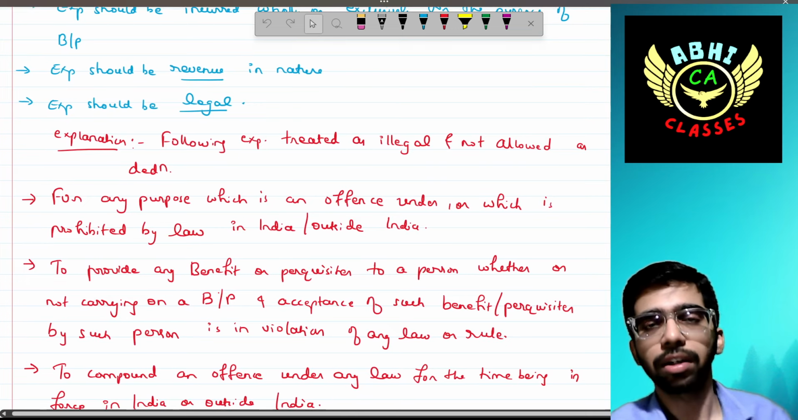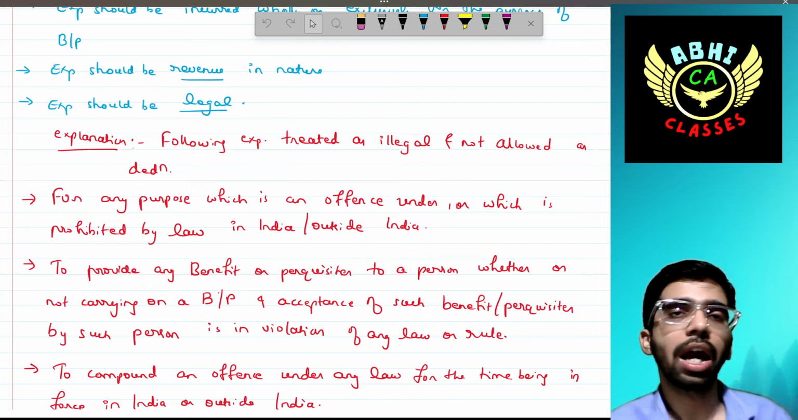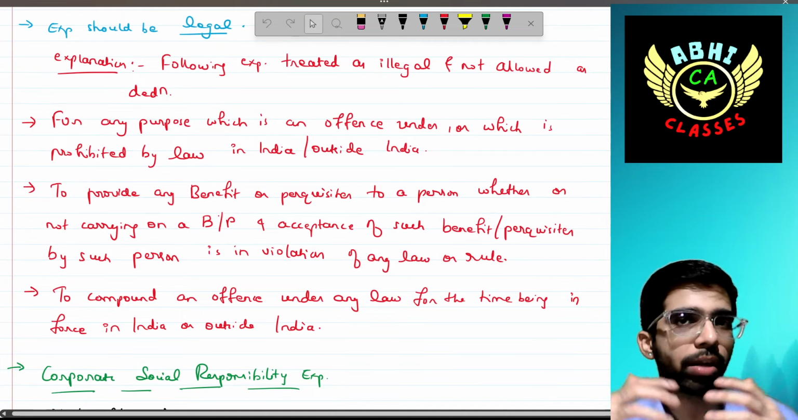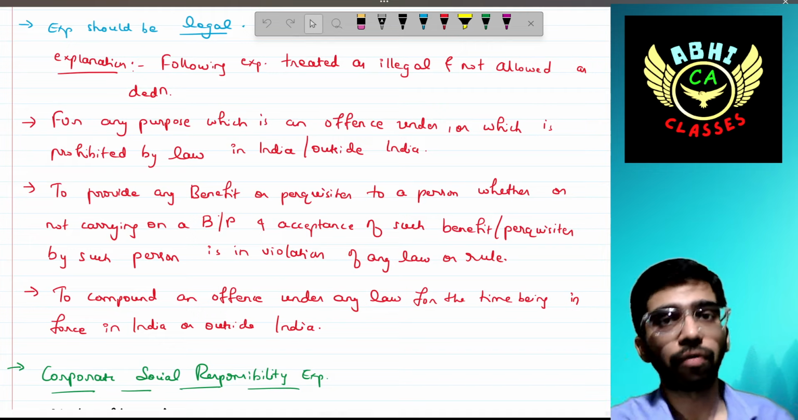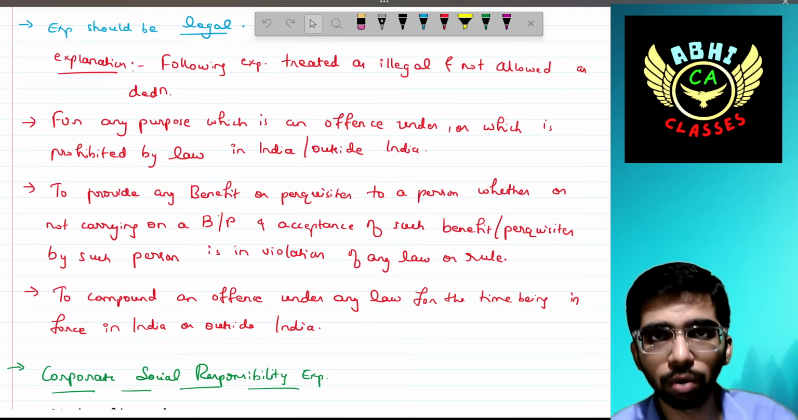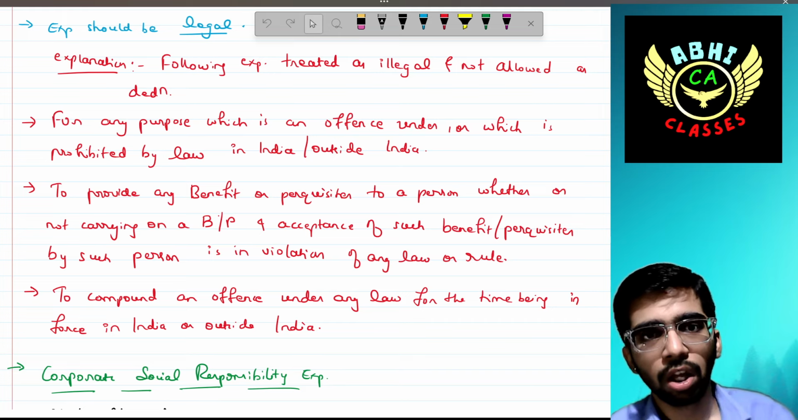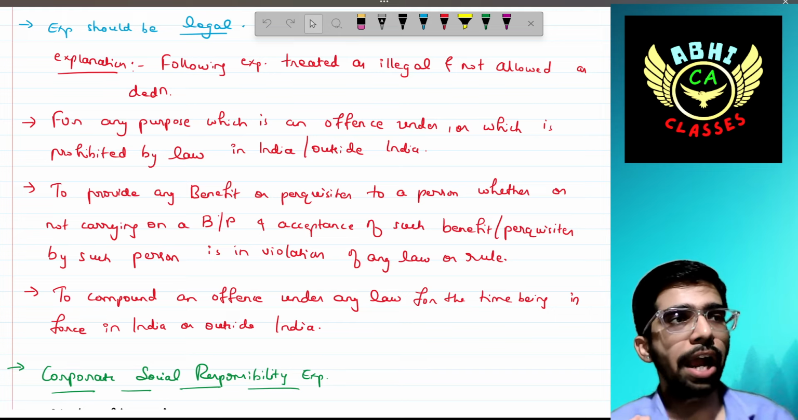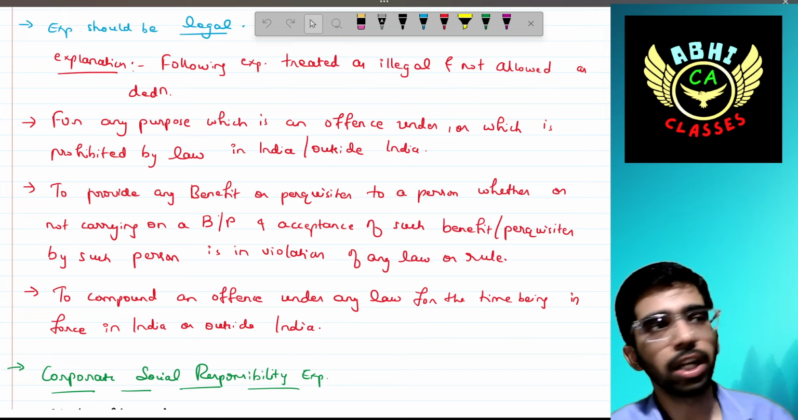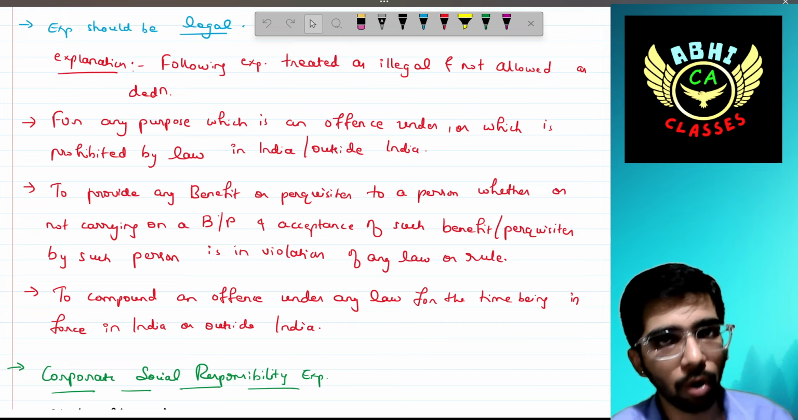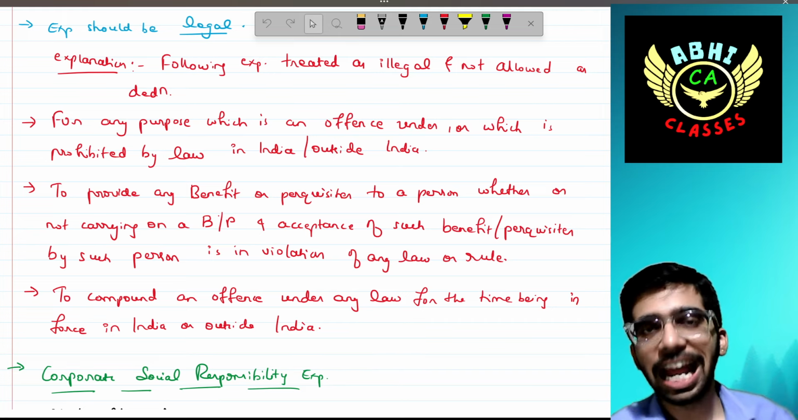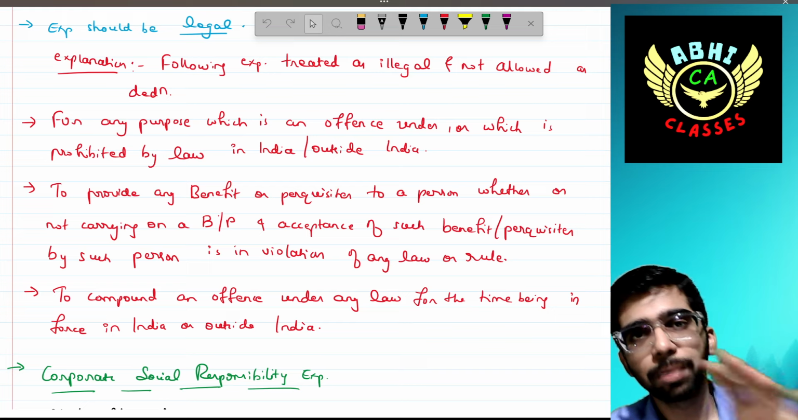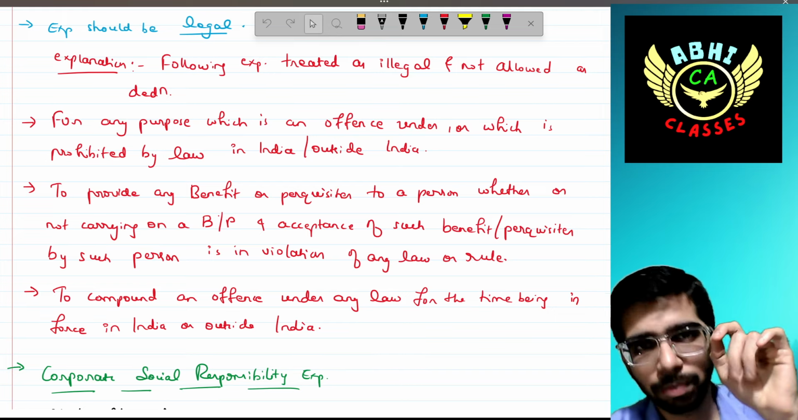The following expenses are treated as illegal and not allowed as deductions. Any expenses incurred for any purpose which is of an offensive nature or prohibited under the law in India or outside India. For example, if you are avoiding the payment of taxes by simply traveling abroad, the traveling expenses cannot be allowed as a deduction for your business in the profit and loss account in India. It is because it has been prohibited in nature, and if it is an offense, it is treated as an offense.